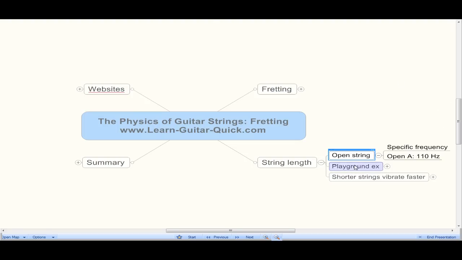Now let's think about an analogy. Let's go down to the playground and we're going to get a swing, and we're going to push that swing, and it's going to start to swing back and forth. And just like that string we talked about, it's going to have a resonant frequency, and it's going to move back and forth on its own at a certain rate. And that's a predictable rate. No matter how many times we push that swing, it's always going to swing at that same speed or rate.